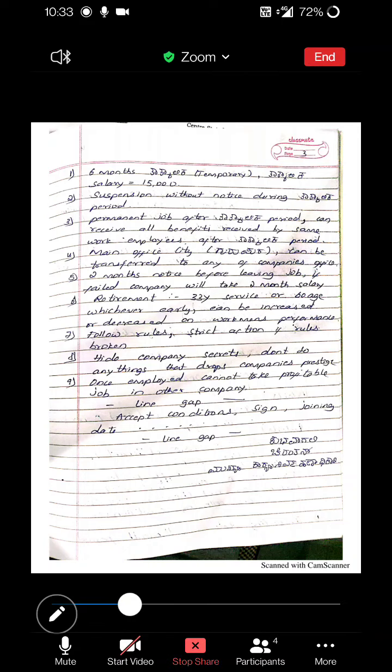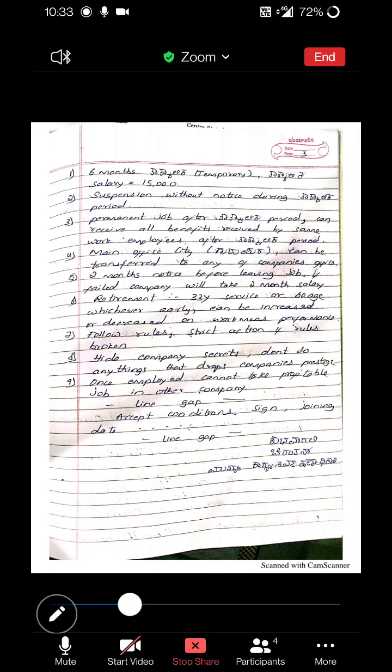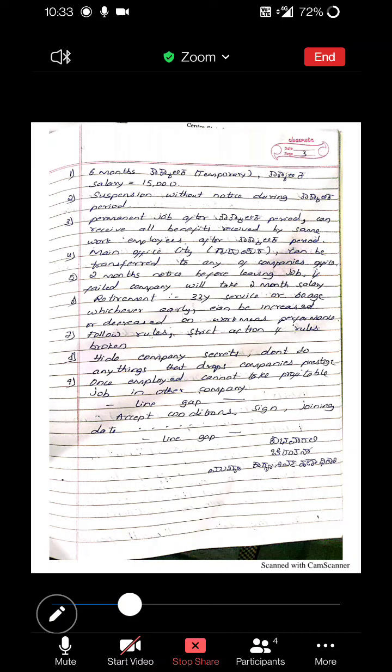The third point is permanent job after the Tatkalik period, and he can receive all benefits received by the same work employees. So after the completion of his Tatkalik period of 6 months, he will receive a permanent job and the same salary as the people in permanent jobs. The next part is that the main office is in the city Gurupur, and he can be transferred to any of the company's offices.